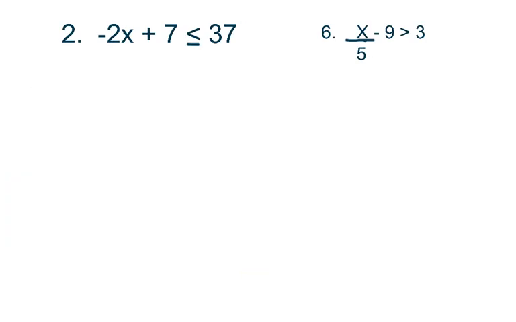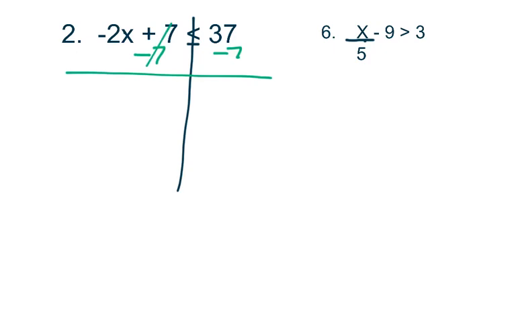Okay, so let's first take a look at number 2. So number 2 on page 191. So again, I've got an inequality, no big deal. I'm going to treat it like an equation. And the first thing I want to do is get rid of the things that are away from the x. So the first thing I want to do is get rid of that plus 7. So remember, we undo with the opposite. So I subtract 7 from both sides. So that goes away. That now becomes negative 2x is less than or equal to 37 minus 7 is 30.